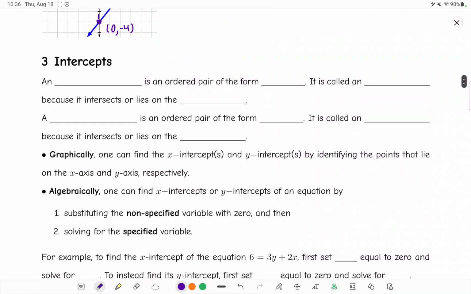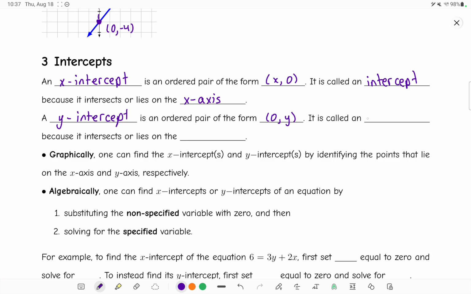Part 3. An x-intercept is an ordered pair of the form x, 0. It is called an intercept because it intersects or lies on the x-axis. A y-intercept is an ordered pair of the form 0, y. It is called an intercept as well because it intersects or lies on the y-axis.